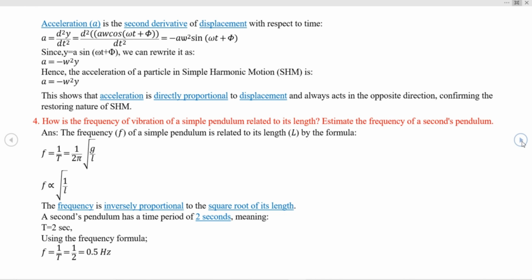The frequency of a simple pendulum is related to its length by the formula f equals 1 by T. On putting the formula of time period, we get f equals 1 by 2 pi root over G by L.